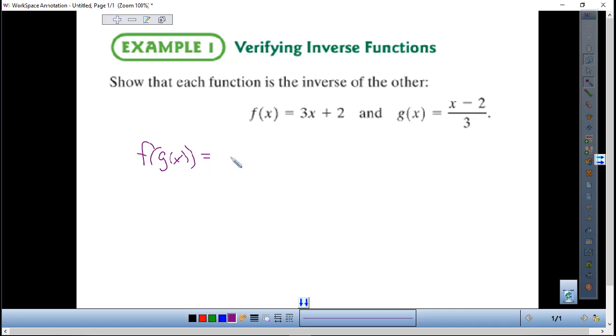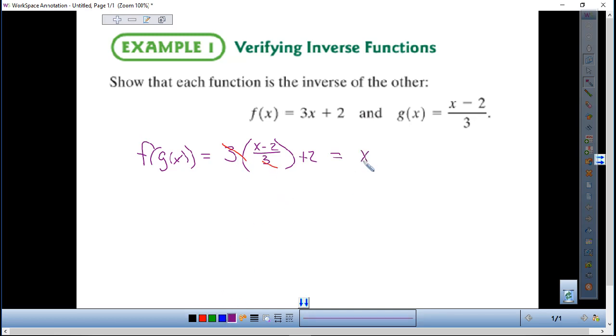And when we do that, we're going to have this thing right here, 3 times the blob. And in this case, the blob is going to be x minus 2 over 3 plus 2. Now, the blob here is just nothing more than x. So I'm going to put g of x in place of x in f. That's what this means. So when we do that, we're going to go through our operations. First thing we're going to do is multiply, and guess what happens with our 3's? Well, those 3's are going to cancel each other out.